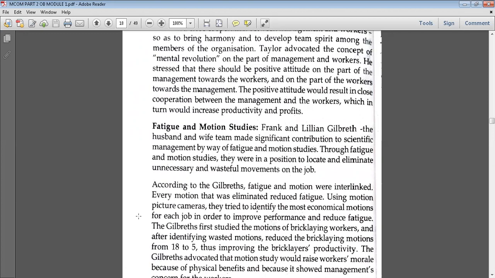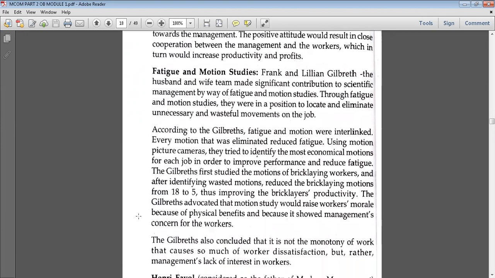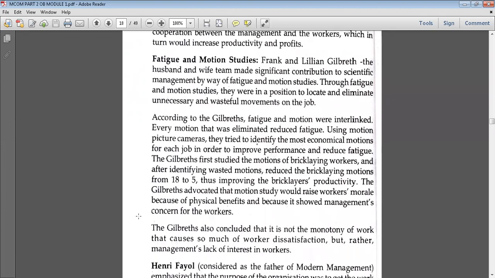They understood that fatigue and motion were interlinked. Sometimes, even for a small task, employees have to move a lot. So using many cameras and all, they try to understand how many times these people are moving and what could be done in order to reduce the movement and thereby reduce the fatigue.